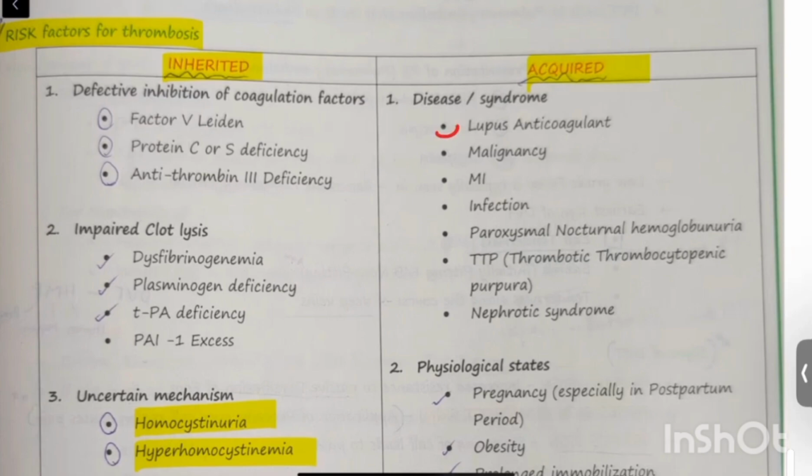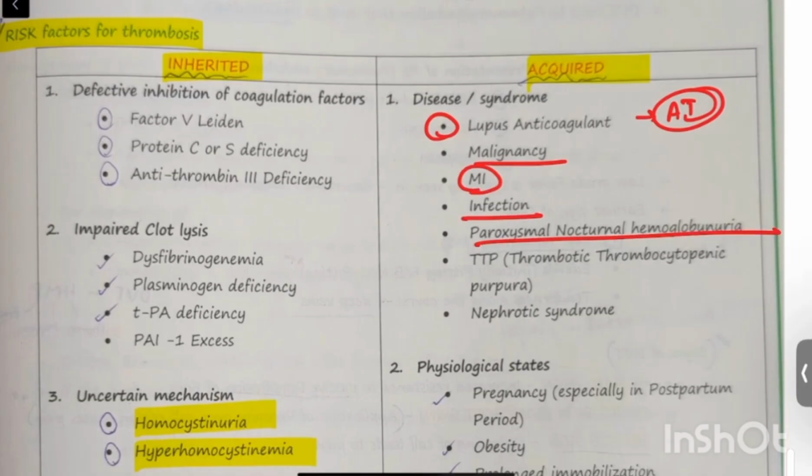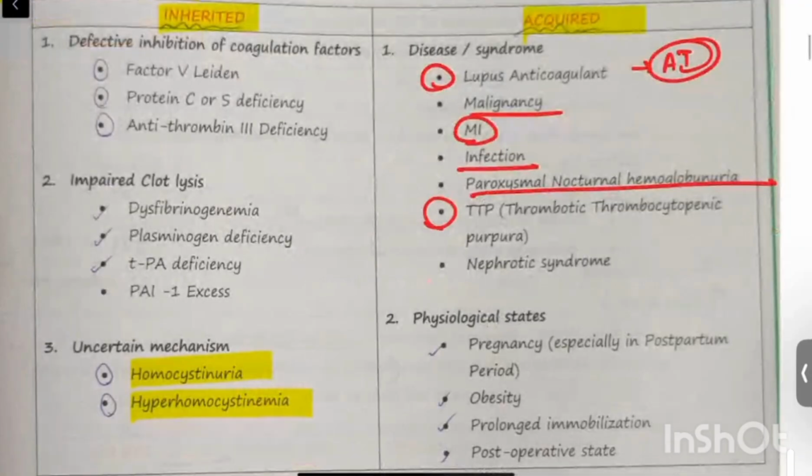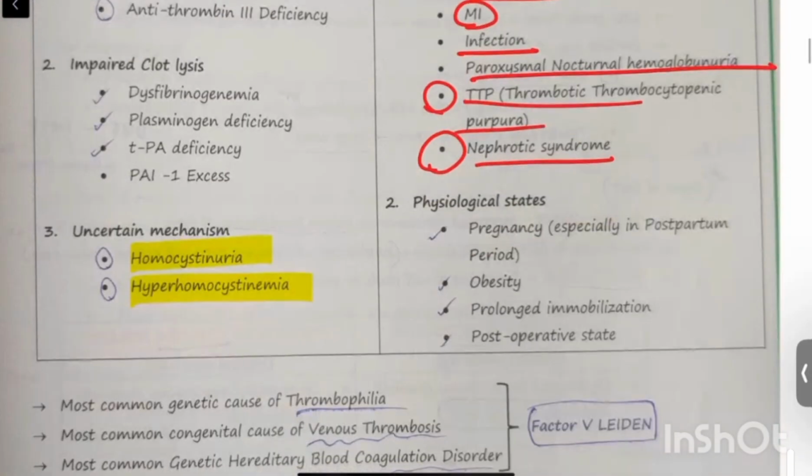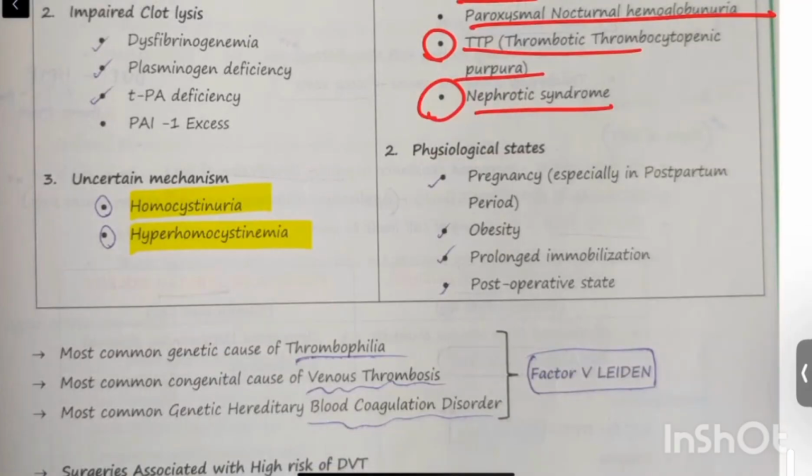One is lupus anticoagulant. This is an autoimmune disease, so it is acquired. Other than that, malignancies, myocardial infarction, infection, paroxysmal nocturnal hemoglobinuria, TTP, and nephrotic syndrome. In all these conditions, clotting tendency in the body will be increased, and physiological states like pregnancy, because clotting factors will be increased, except 11 and 13, that's a different issue.